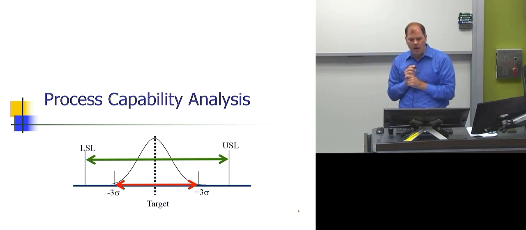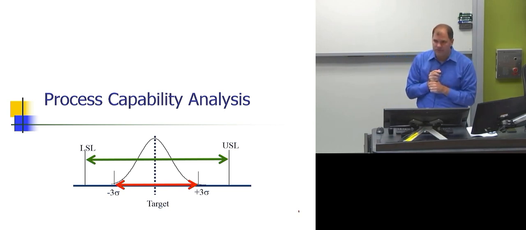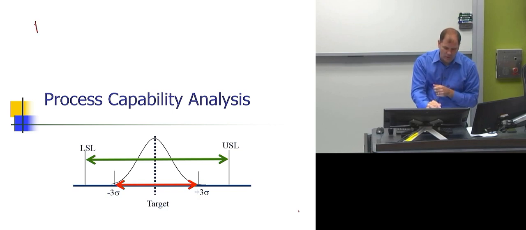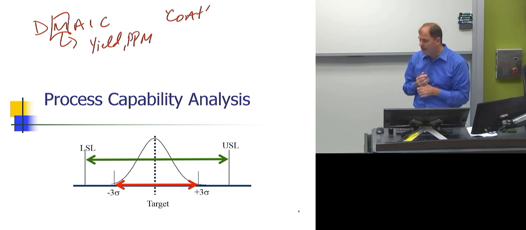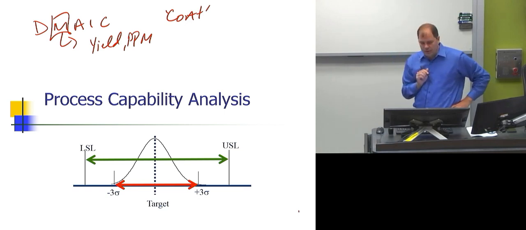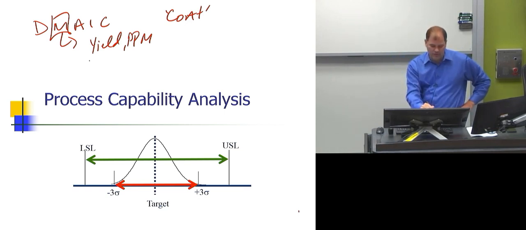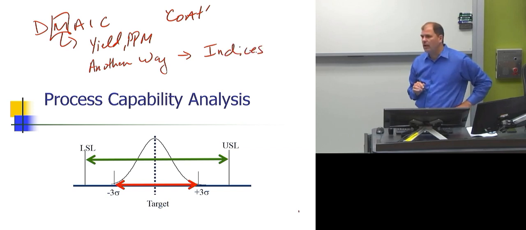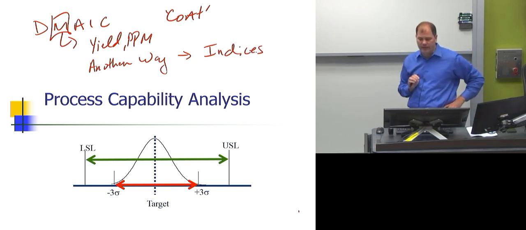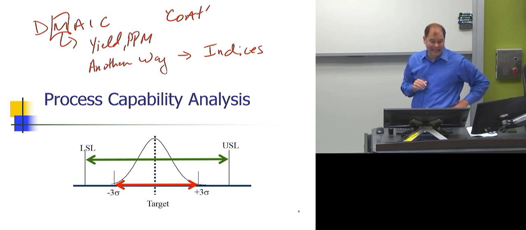Today, we're going to talk about process capability analysis, where this fits in the overall course. We're in the DMAIC, and we want to measure the current state. And we can use the yield or ppm if we have continuous data. What we're going to do today is talk about another way. So there is another way to do that. And the another way is to use indices. So rather than talk about in terms of parts per million defective, we're going to convert them to an index.